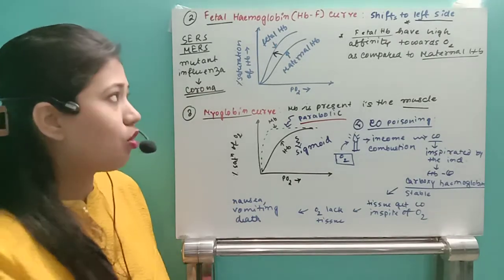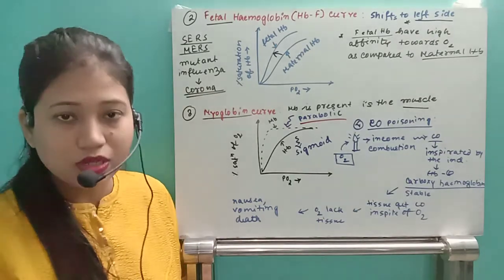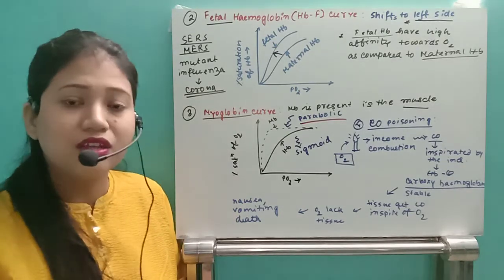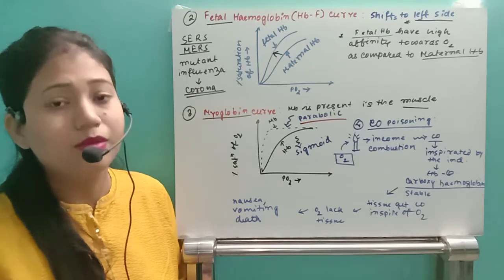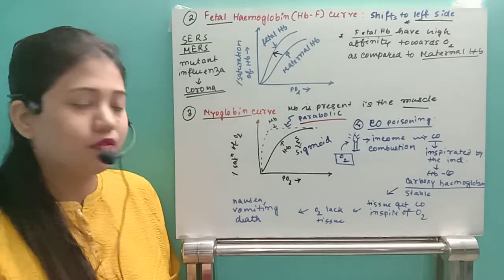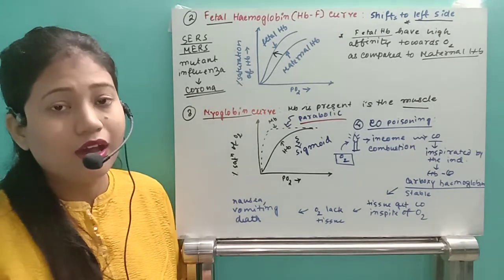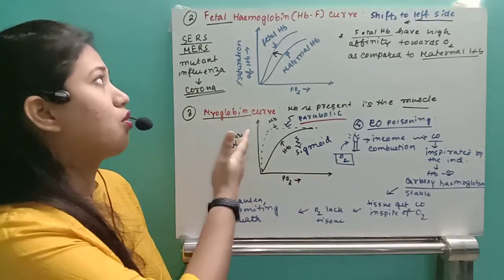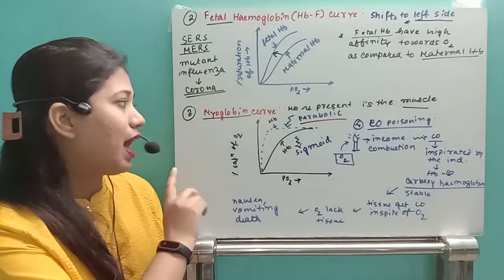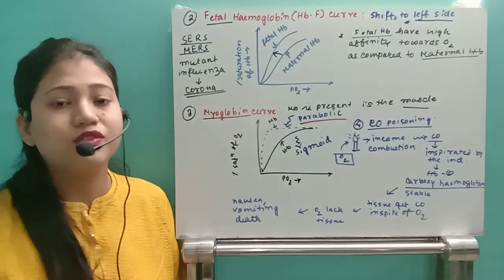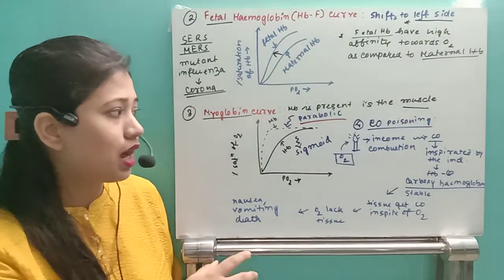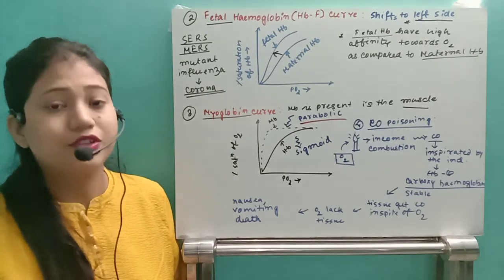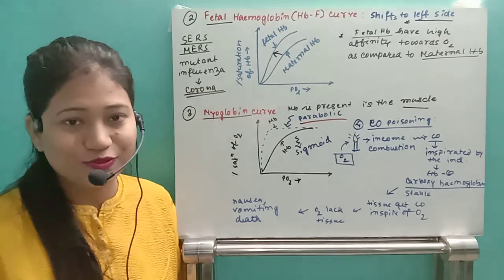So yes, that is all the additional information that is not given in your NCERT book, but sometimes it will be needed from the medical point of view. So that's all about the video. I hope you understand. Just remember the left shifting of the fetal hemoglobin curve, the shape of the myoglobin curve, that is parabolic, carbon monoxide poisoning, and the SARS, MERS and coronavirus topic. So that's all about the video. I hope you understand. Thank you.